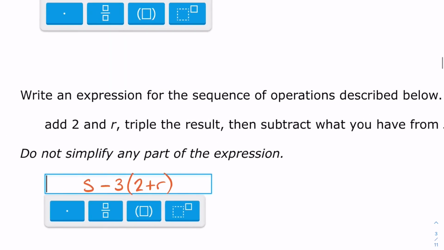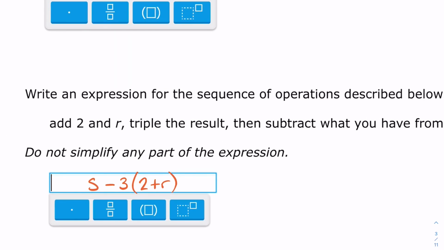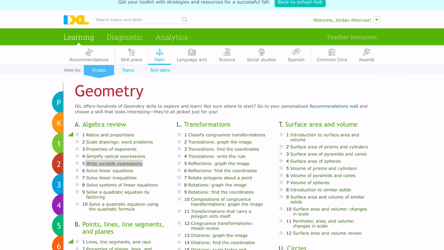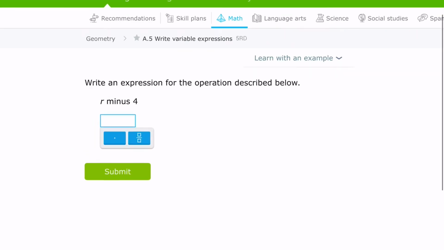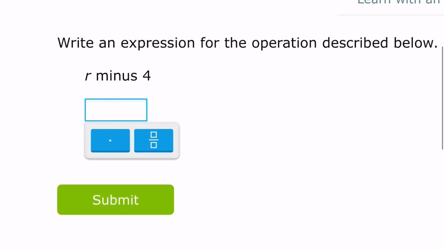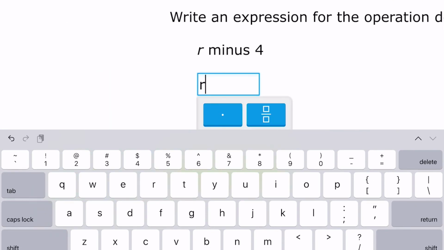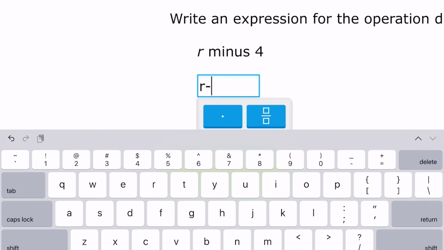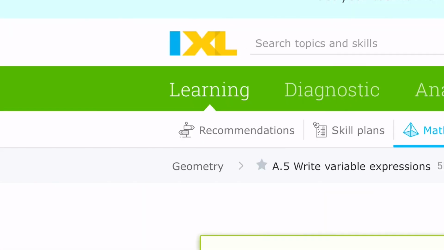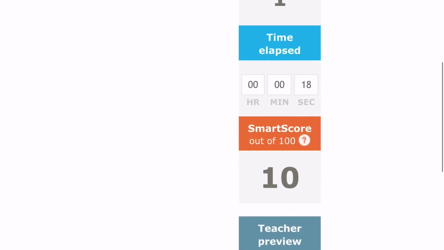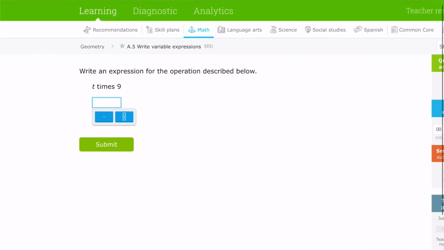All right. Now, this is a short video because I want to do some of them online and actually do it in front of you here. So let's go to A5. So r minus 4. This one will be r minus 4. And I got it right. Notice I get 10 points on my SMART score because I got it right.